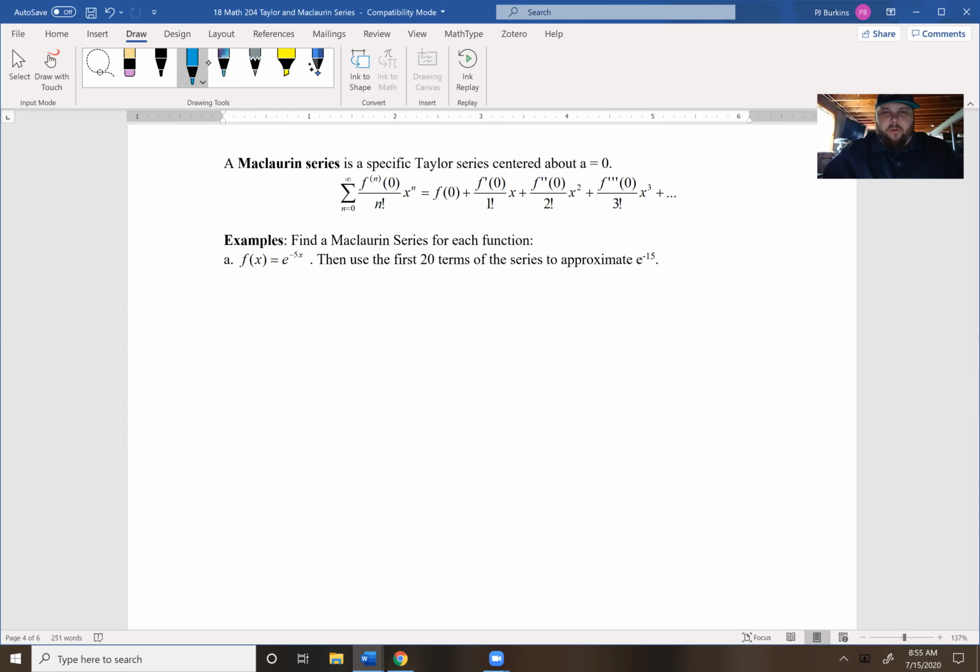The way that we solve for that power series representation is to create what's called a Maclaurin series. Now, don't be alarmed by the fact that it says it's a specific Taylor, because we haven't done that yet. But most importantly, it's centered about 0, which means that if you look at the formula here, you plug in 0 everywhere, which is really nice, right? 0 is a great number to work with.